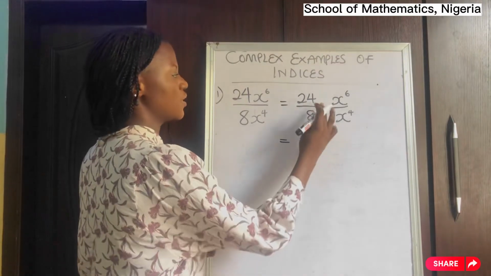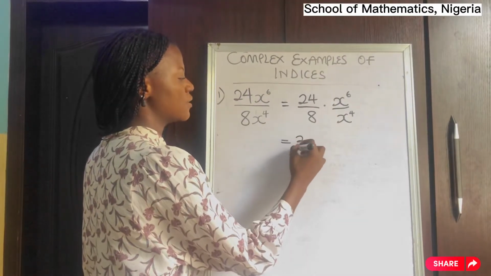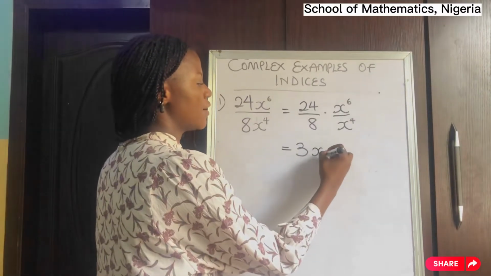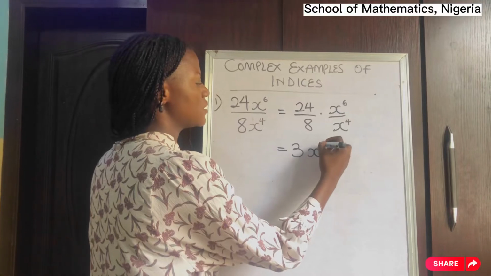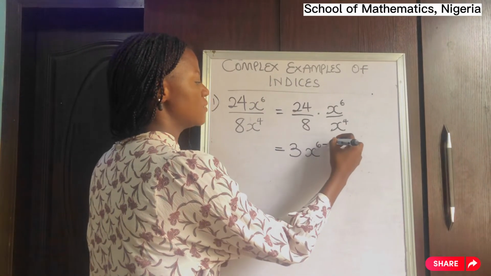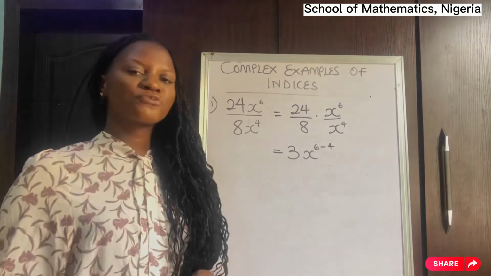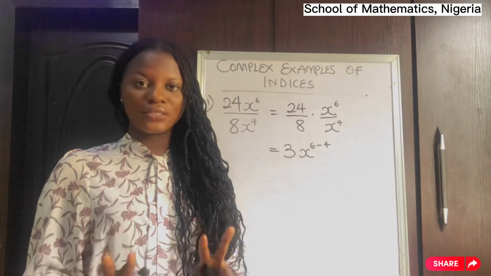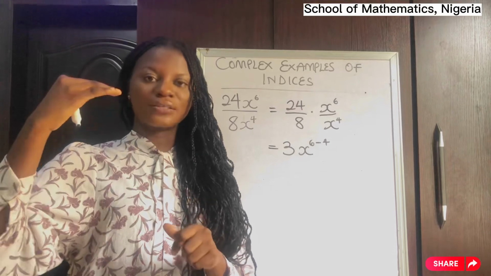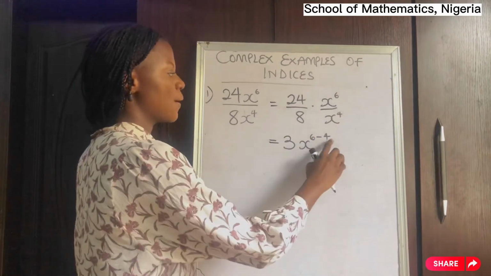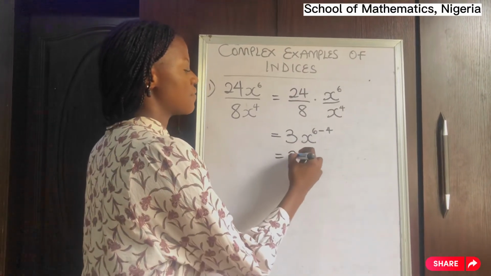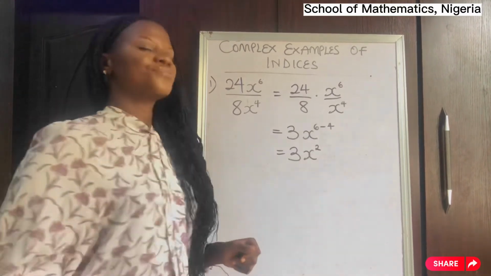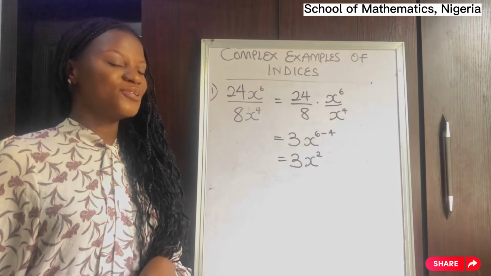So in this case, you know that 24 divided by 8 is 3, right? And then this can also be written as x raised to the power of 6 minus 4, from our rule of indices, which says that when you are dividing 2 same bases, you have to subtract the power. So you have 6 minus 4. So in this case, you have 3x raised to the power of 2. So why not try this at home and let me know your answer.